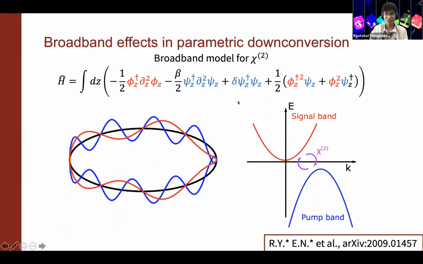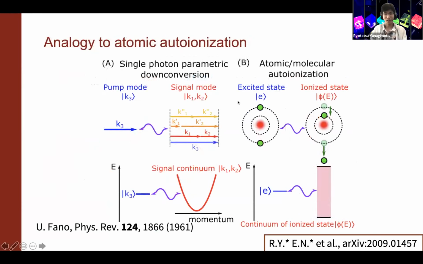Dynamics under this Hamiltonian is very complicated, but we can limit our interest to the single photon pump case, where we can derive this interesting analogy to understand the essential features of the physics without even going through a lot of math. Okay, so the idea here is this. When we have a pump photon that has a momentum K3, it splits into two signal photons with momentum K1 and K2, such that they fulfill the momentum conservation.